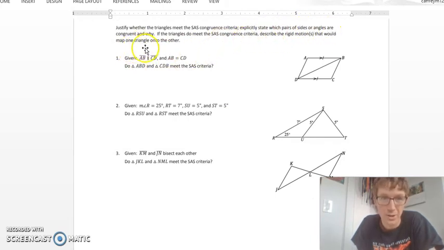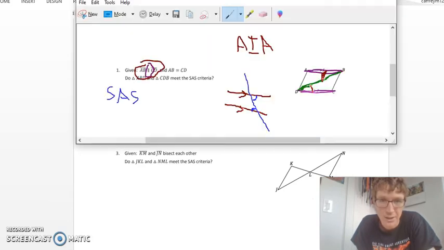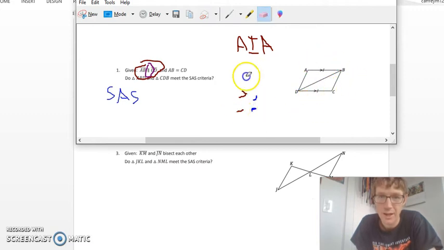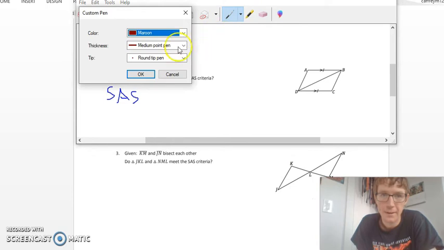And the other thing it has to do, remember, is we have to describe the rigid motions that would map one triangle onto the other. That's a little bit harder, we haven't really covered that too much yet, but I'm going to try and show you guys. So for that, I'm going to erase what I've got over here. So we've established that these two triangles are congruent.